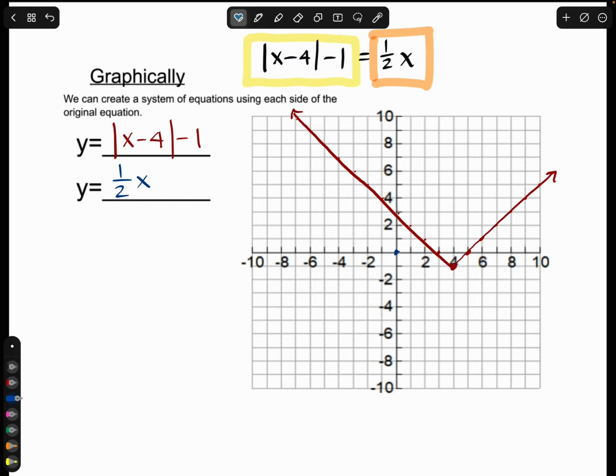All right, and I graph my 1/2 x. My y-intercept is 0. And I'm going to rise 1 and run 2. Rise 1 and run 2. And we say we hit it there in a couple spots. So now I'm going to just connect that line.